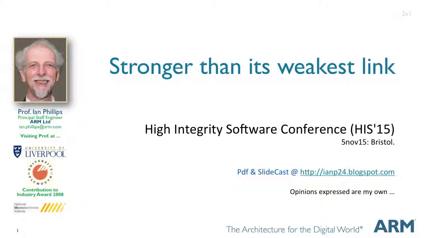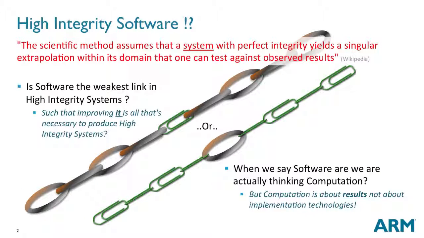So without any further talk, I'll move on a little bit. But what it means is that I don't think particularly of high integrity. I just think of things working. And so I had to go to Wiki, as you do under such situations, to find out what high integrity software is. Because all it says there is the scientific method assumes that a system with perfect integrity yields a singular extrapolation within its domain that one can test against observed results. I liked that definition, actually.